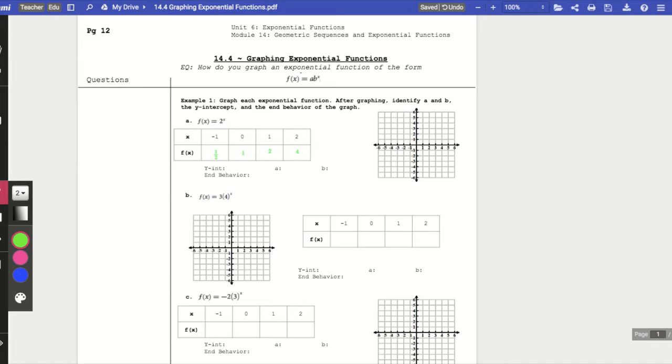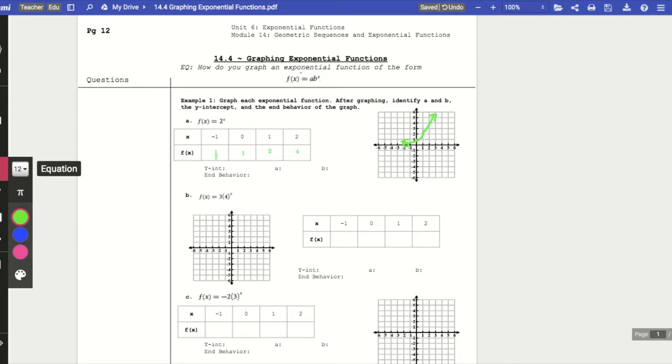So my first point's at -1, 1/2, 0, 1, 1, 2, and 2, 4. There we go. And then I can go ahead and draw my line. All right, so now I need to start identifying things.